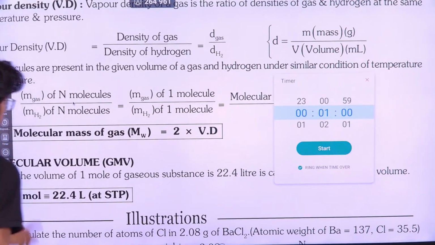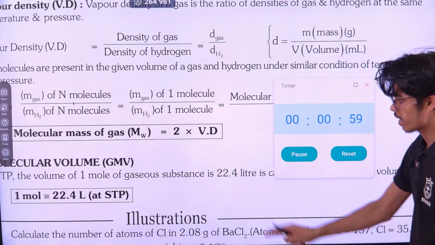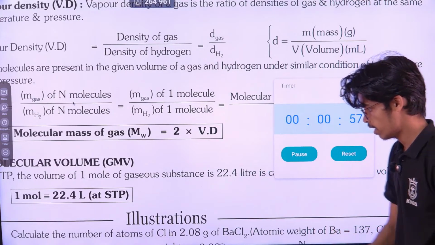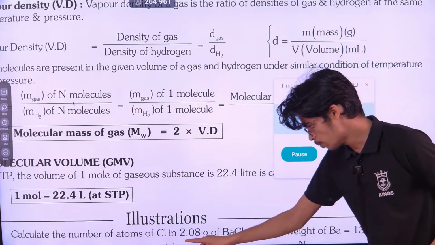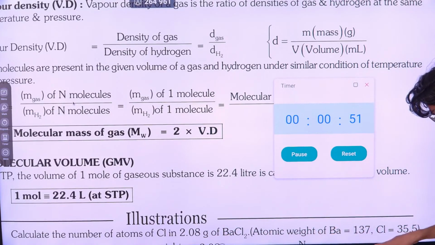I hope you guys can see the question, right? If you don't see the question, I'll read it to you. Calculate number of atoms of chlorine in 2.08 gram of BaCl2. Atomic weight is given. Ba is 137, chlorine is 35.5.